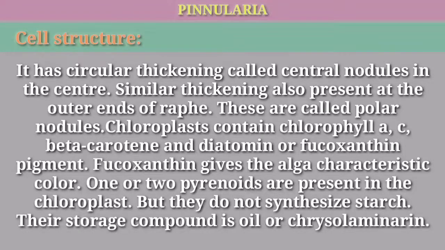Chloroplasts contain chlorophyll a, c, beta-carotene and diatomin or fucoxanthin pigment. Fucoxanthin gives the alga its characteristic color. One or two pyrenoids are present in the chloroplast. But they do not synthesize starch. Their storage compound is oil or chrysolaminarin.